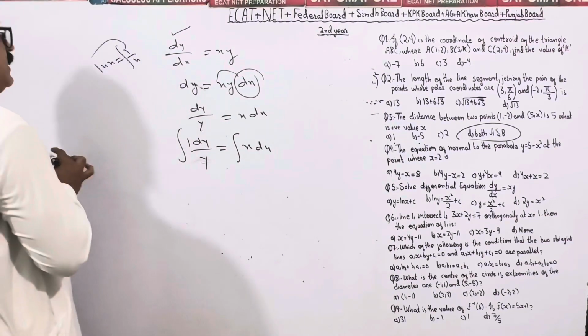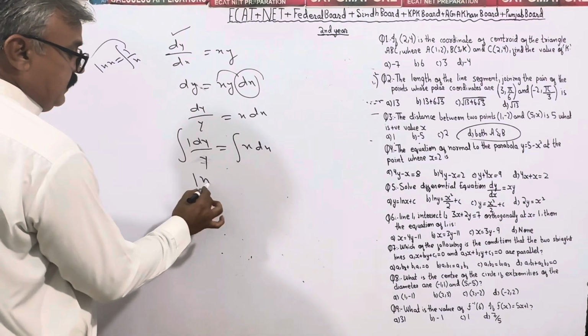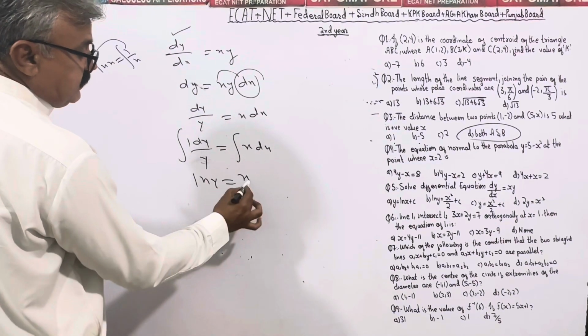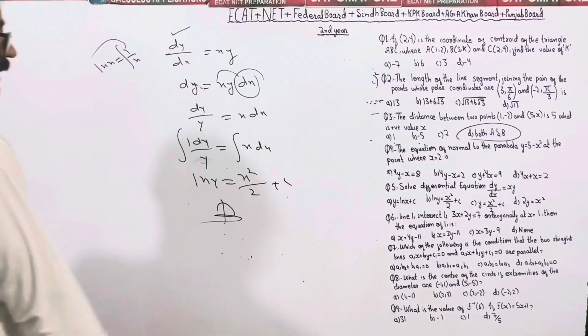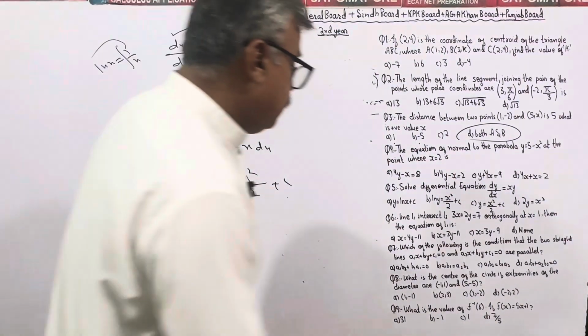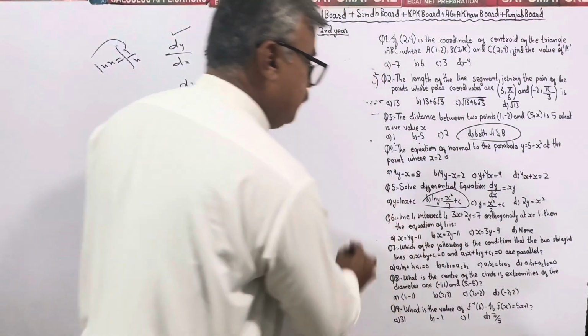So integration of 1 over x is ln x. Here, ln y. Integration of x square: enhance the power by 1 and divide by the same. So that's our answer. ln y is equal to x square over 2 plus c, option number B.